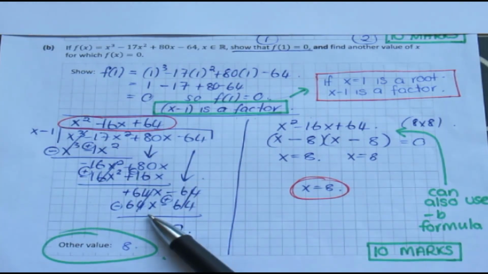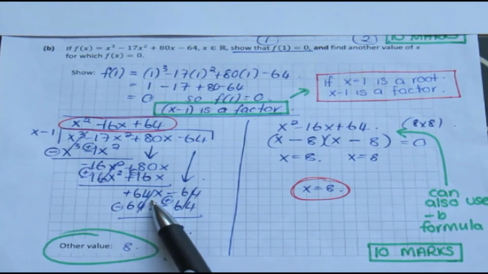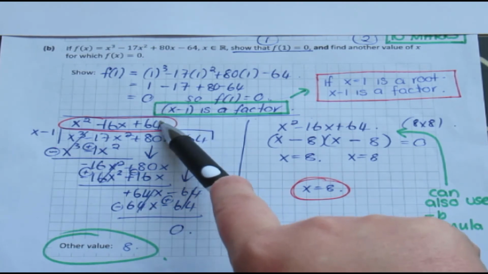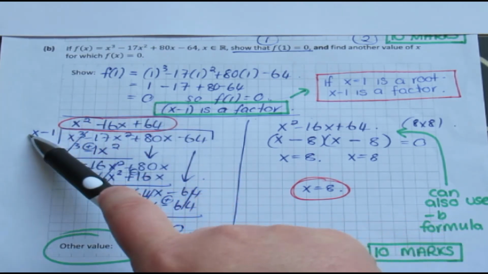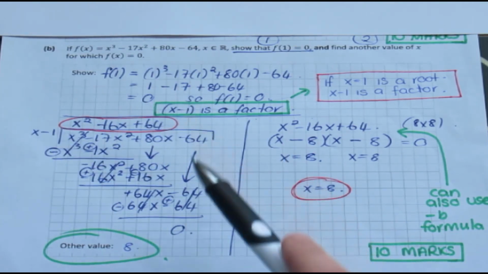And then the third step, once I've brought down this minus 64, I do the process all over again. Take x, divide it in, write out the answer, then I take the 64 and I multiply it by x, and I multiply it by minus 1, and I get that. Change the signs, add them together.